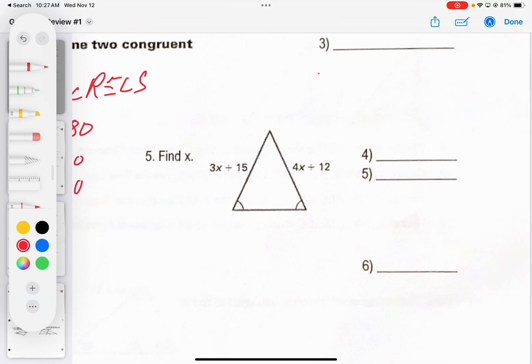What type of triangle are we working with there? Isosceles. 2 sides are the same. So then you would set 3x plus 15 equal to 4x plus 12. Are those pluses? Are those minuses? Or are those like division symbols? They almost look like division symbols, but they are indeed plus signs.